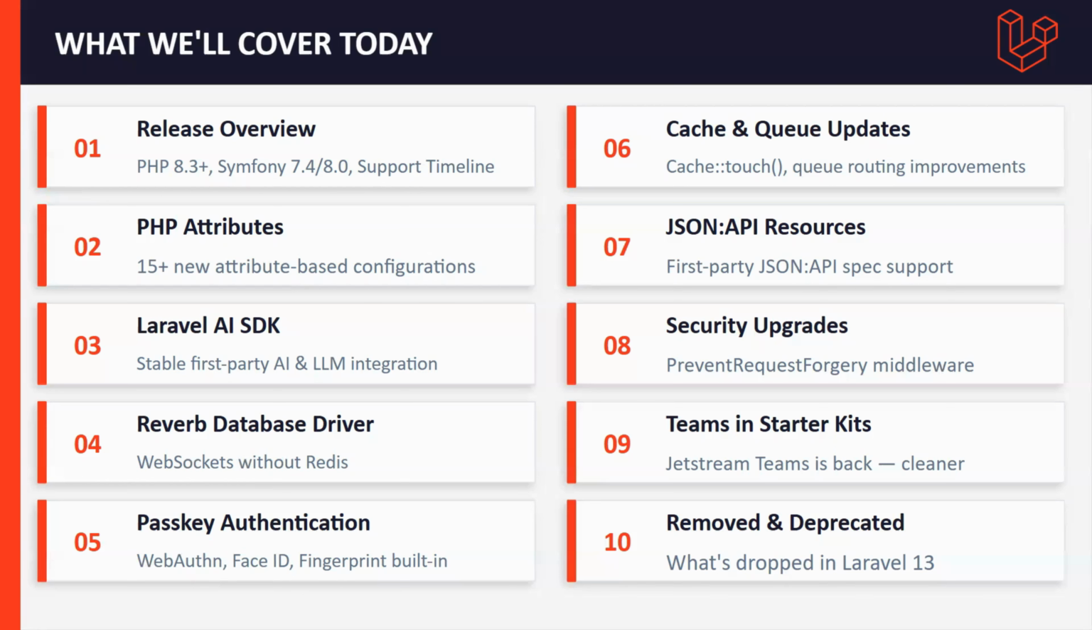PHP attributes, release overview, cache queue updates, JSON API resources, and the Laravel AI SDK especially, right? That is the powerful feature of Laravel 13. I hope in future releases also, in every new Laravel version, they will definitely integrate AI and AI-related integrations, I'm sure, because AI is everywhere in the market today, right? Like you can see other features also, passkey authentication and what is removed, what is deprecated, right? Let us talk about this.